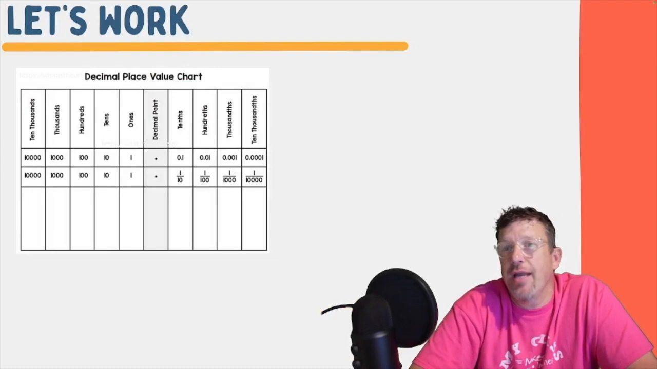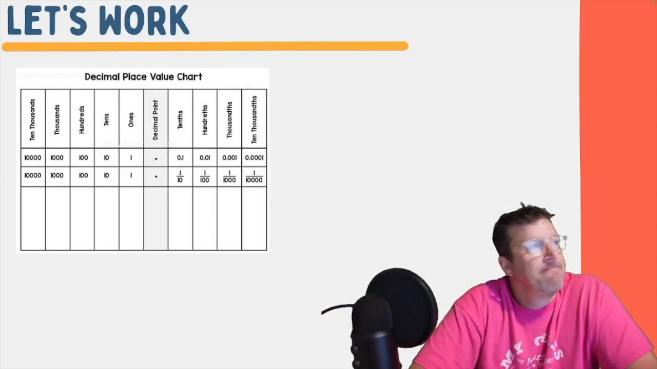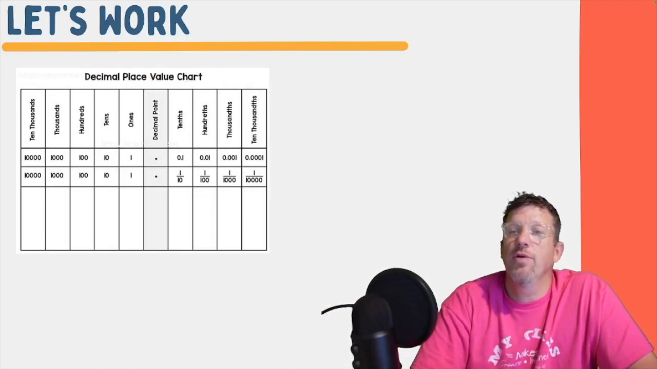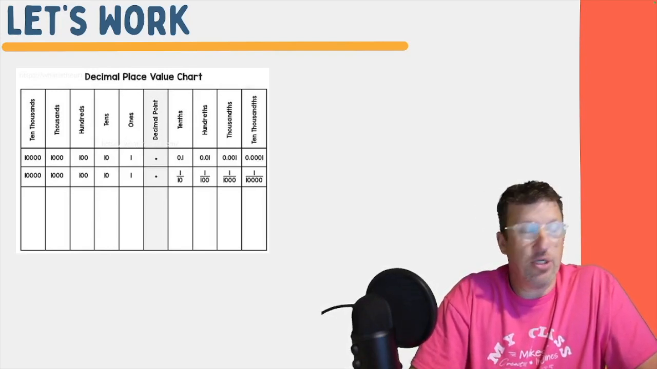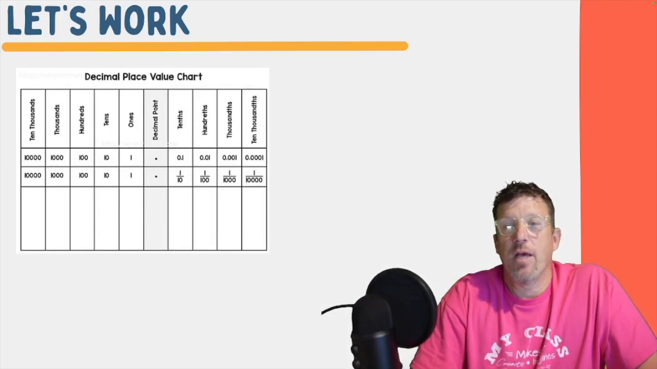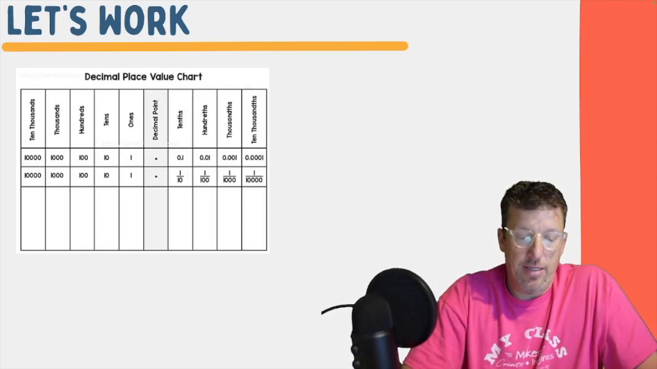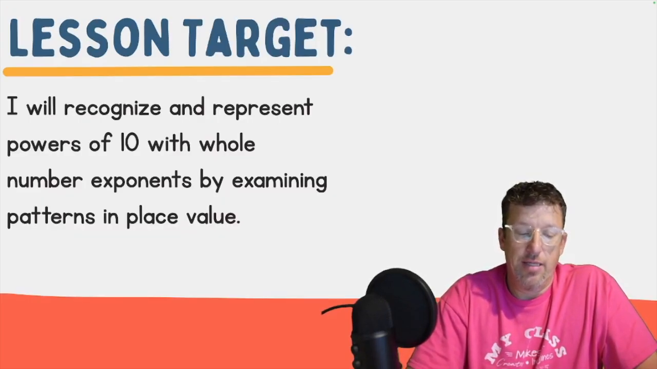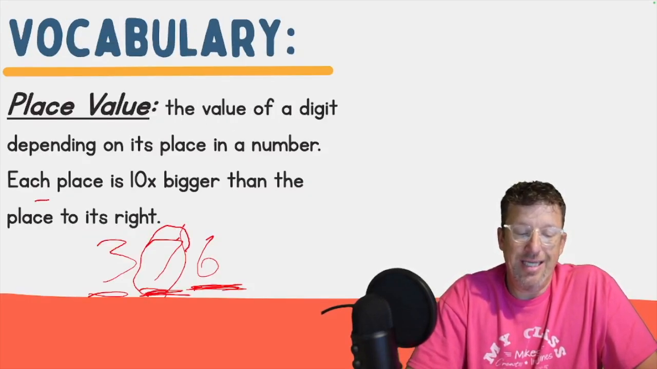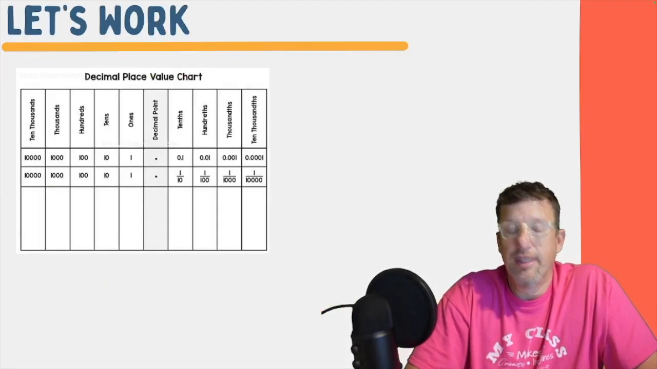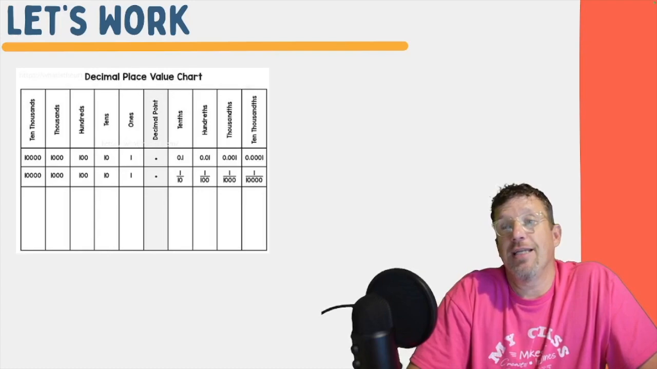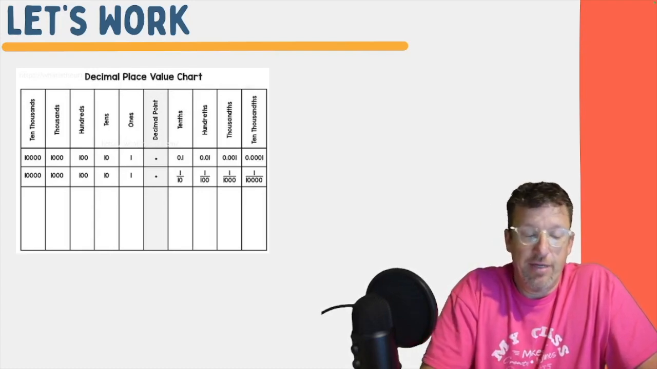Let's look at it in a place value chart. If you don't have a chart with you, this is a good one to look at. A place value chart is pretty cool in the sense that if you went back and looked at that lesson target, it says that each place is 10 times bigger than the place to its right. That's important to know because it also means each place is 10 times smaller than its place to the left. So let's look at that.